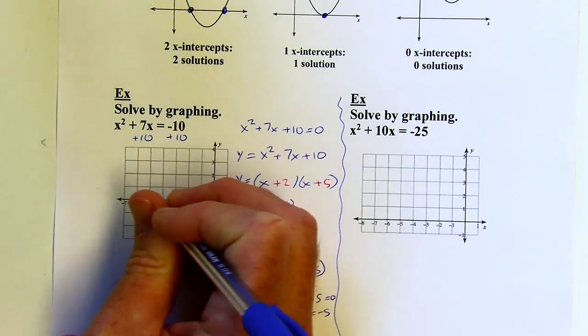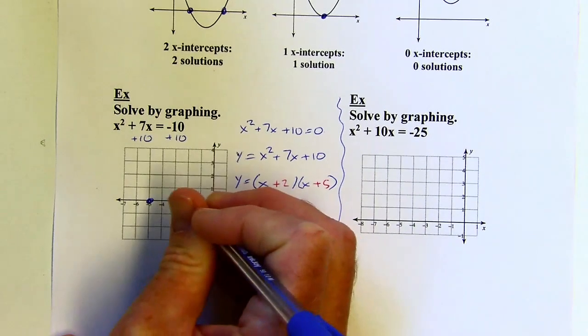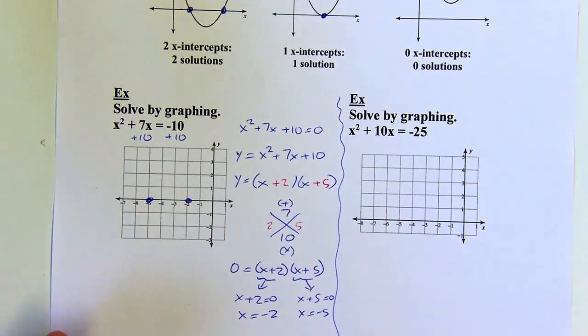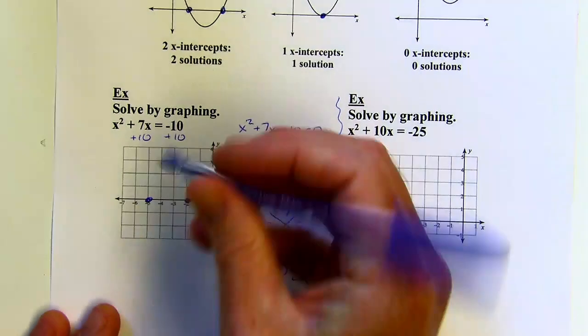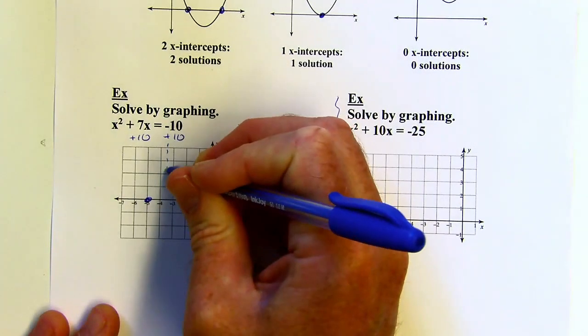Then I'm going to plot both those x-intercepts. I've got negative 5 and negative 2. We don't actually have to graph the rest of the parabola here because we already have the x-intercepts, which is going to be the solution. Let's go ahead and graph the rest of this. If those are the x-intercepts, I know the axis of symmetry is halfway between those.